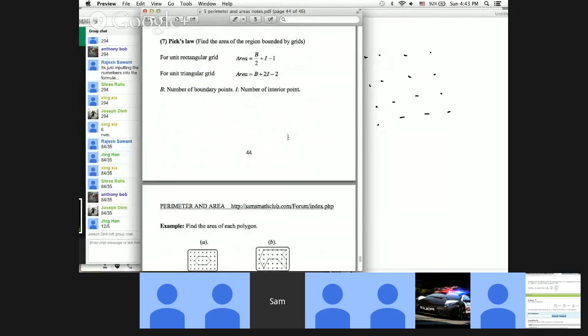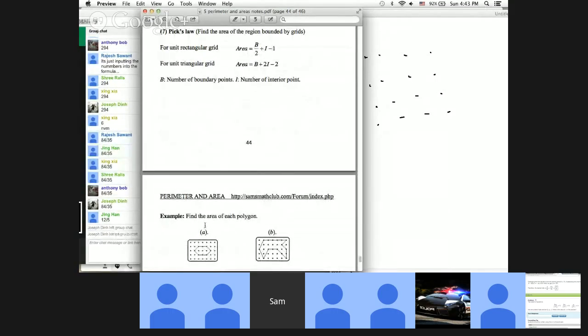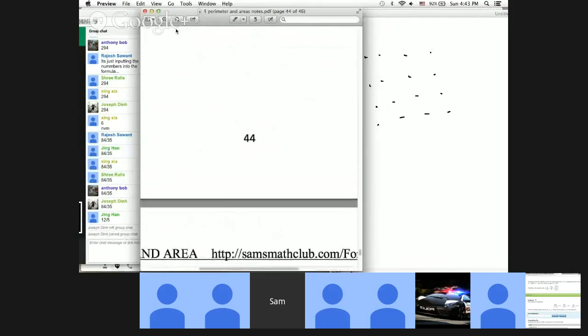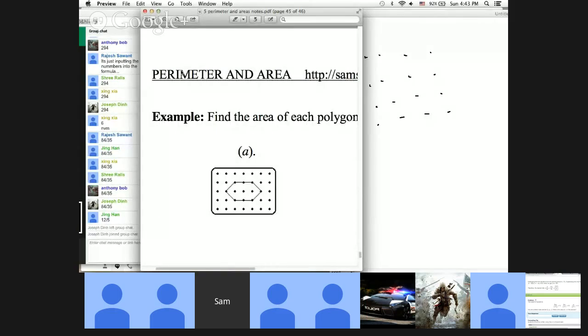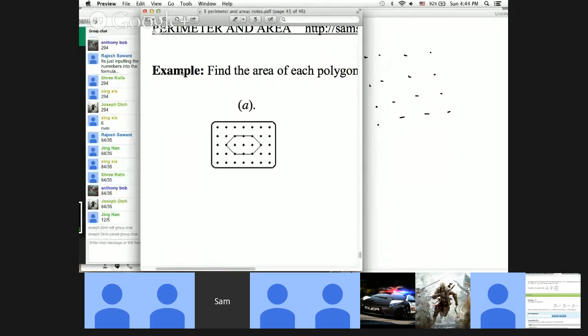Keeping that in mind, I don't know if you can see this really well, so I'll zoom in a little bit. See if you can find the area of this figure right here. Remember that the formula is B over 2 plus I minus 1. Boundary over 2 plus I minus 1.